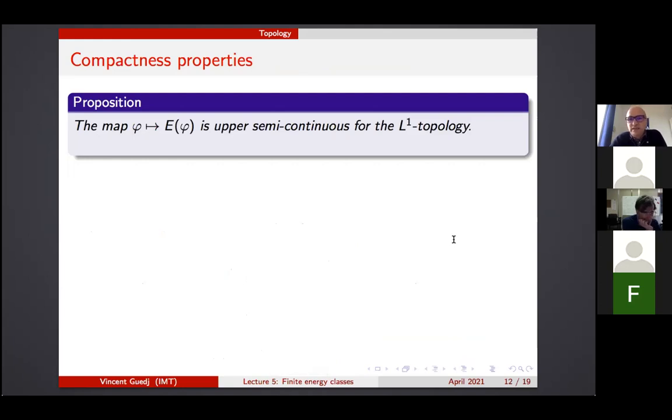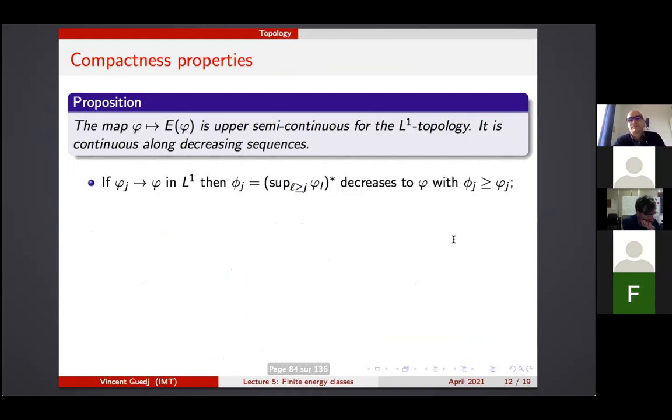So I claim that E is upper semi-continuous with respect to the L1 topology. And perhaps simpler is that it is continuous along decreasing sequences, so a slightly stronger way of convergence. And the proof goes like this. You pick phi j that converges to phi in L1, and you use the recipe I've just described. Then this capital phi j decreases to phi and lies above a little phi j.